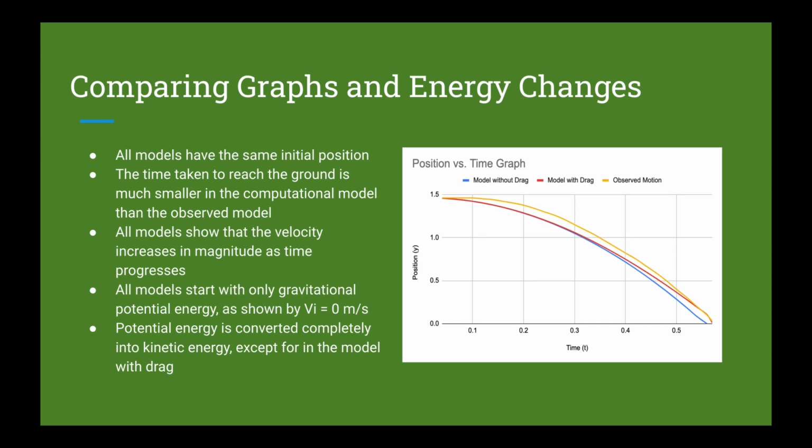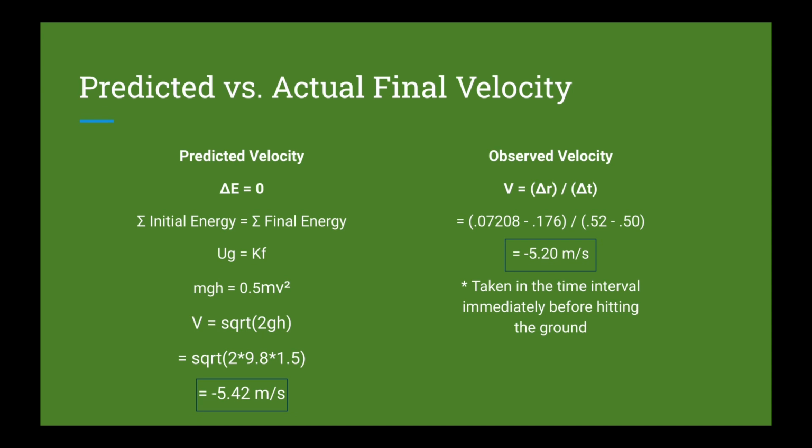All models show that the velocity increases in magnitude as time progresses, as evidenced by the steepening slope, and all models start with only gravitational potential energy, and we know this because the initial velocity is 0 meters per second. Potential energy is then converted completely into kinetic energy, except for in the model with drag. The predicted versus actual final velocities are similar, however they have slight differences.